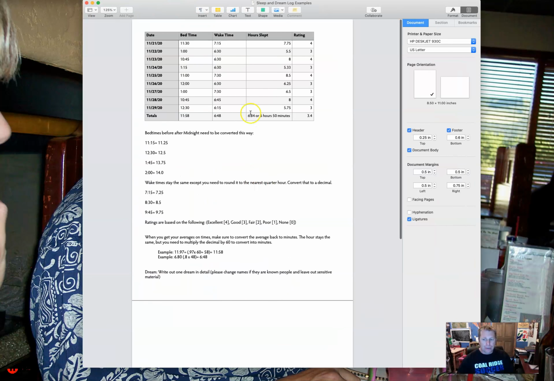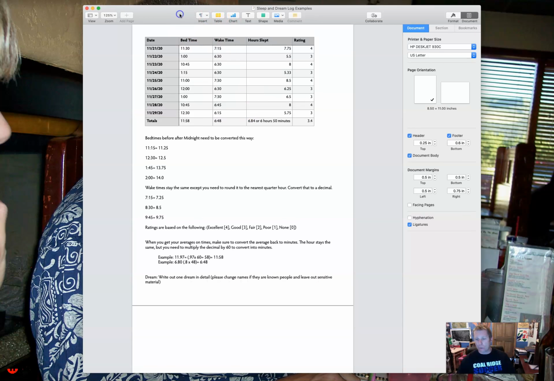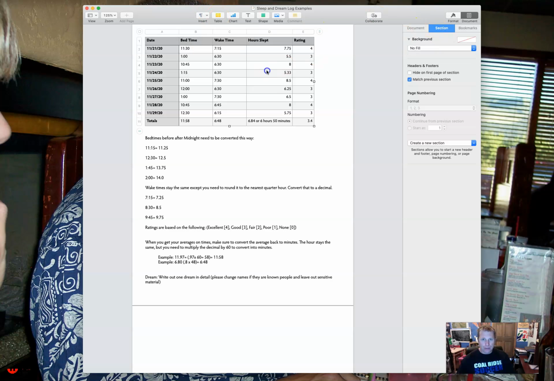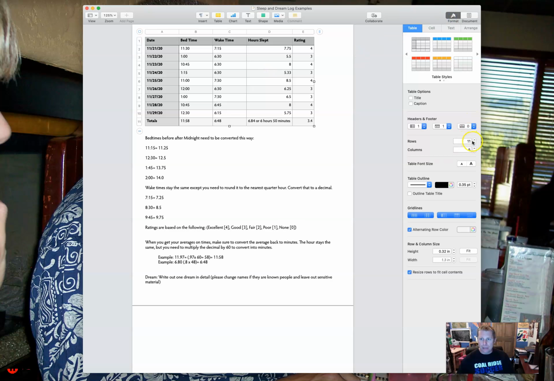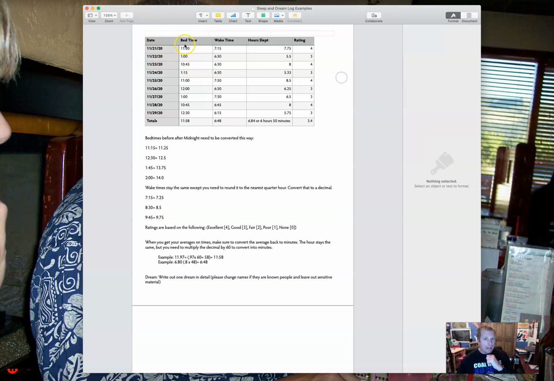What you're going to do is create a table, which you can do in Pages or Word or Google. You just create a table, click on it and click the format, and you can increase the number of rows you need. I created this table, and this is my actual data. I have bedtime, wake time, hours slept, and then the rating down at the bottom.